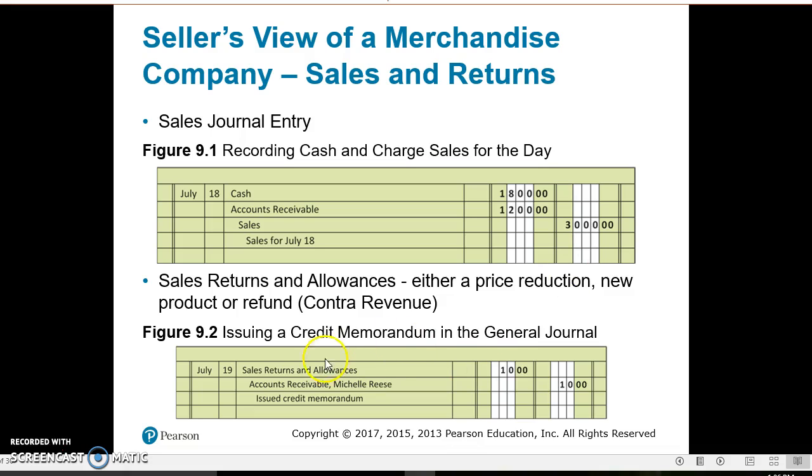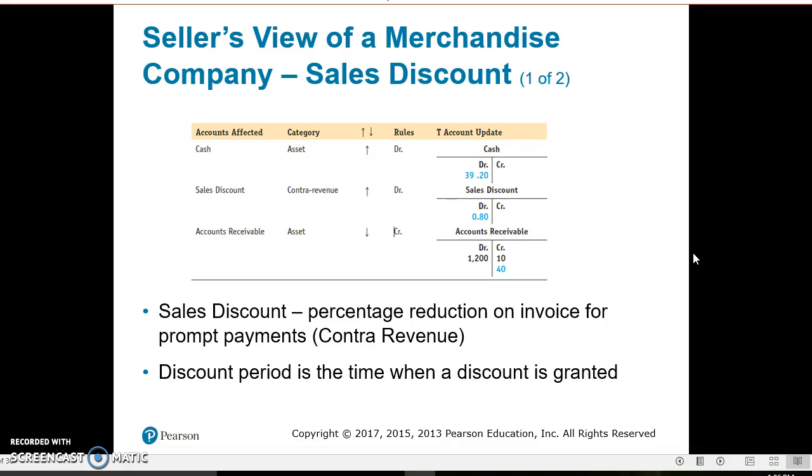So as you can see in this example down here, they returned $10 worth of information. We don't really affect sales at all. We just do sales returns and allowance and the accounts receivable because now they owe us $10 less than they did. We also can offer something as a sales discount.